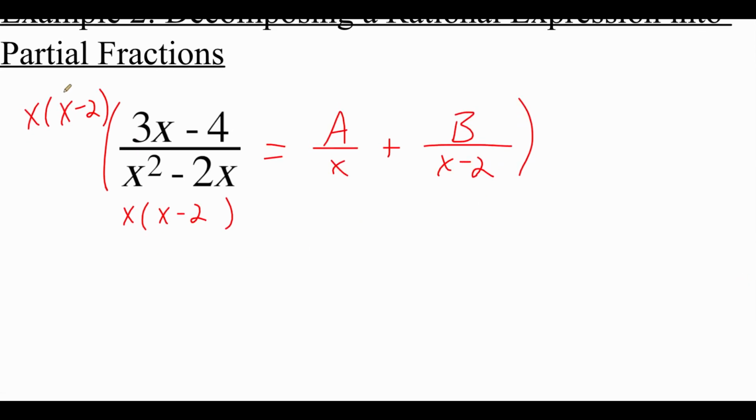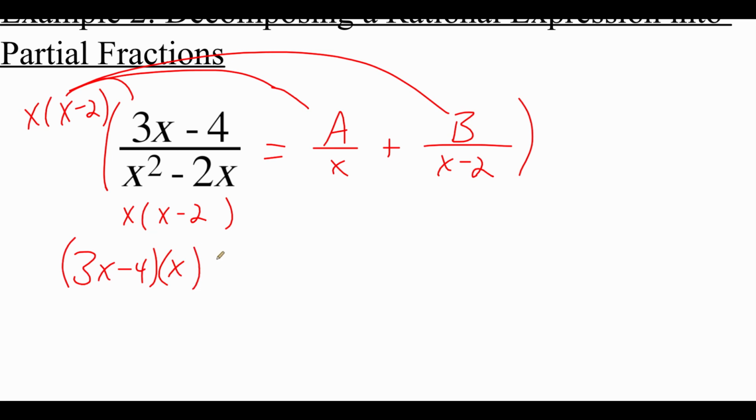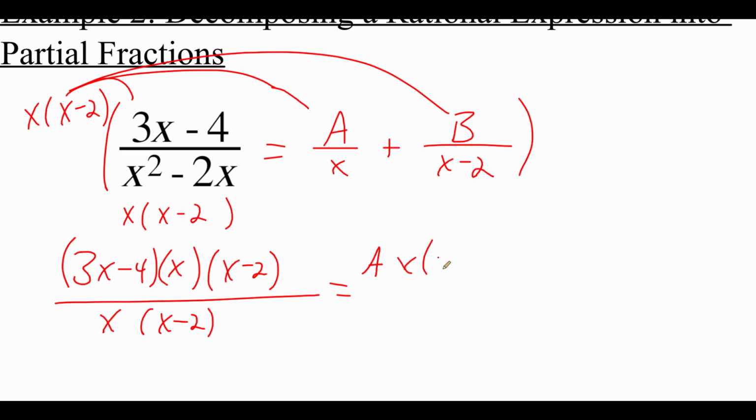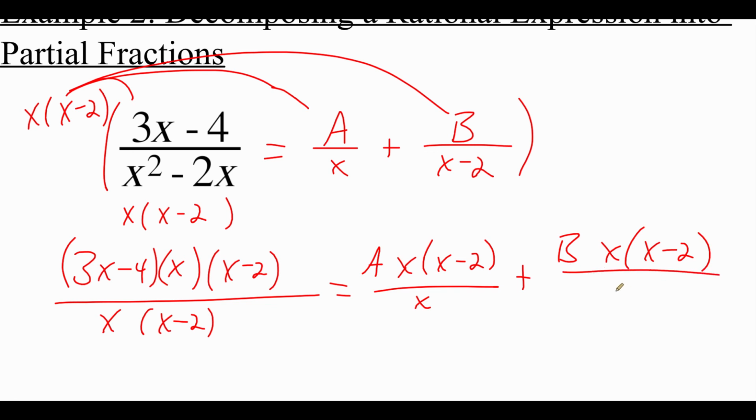Now we're going to need to distribute this in, so I'm going to distribute this to all 3 of our fractions in here. So if we distribute to our first fraction, then on the top we're going to have the 3x - 4, we're going to have the x, and we're going to have the x - 2, and on bottom I'm going to use the factored out form, so the x and the x - 2. In our second fraction here, we're going to have the a, the x, and the x - 2 over x. And in our last fraction, we're going to have the b, the x, and the x - 2 all over x - 2.